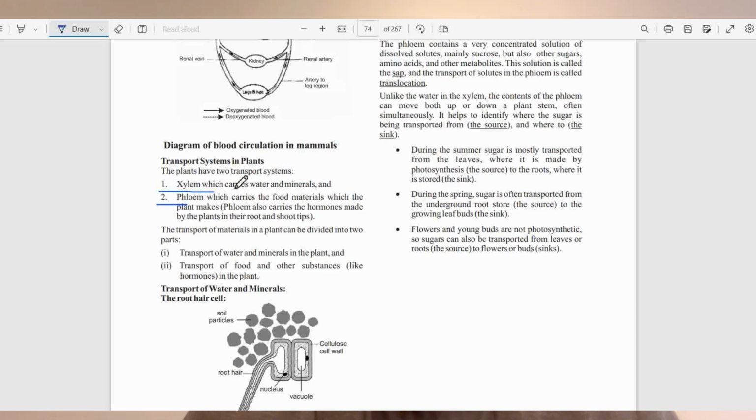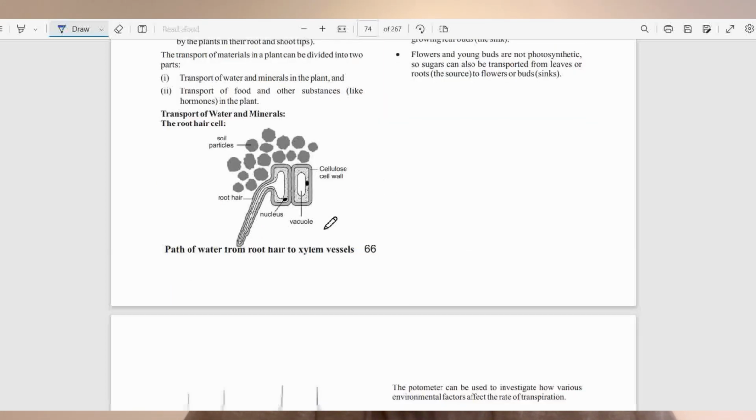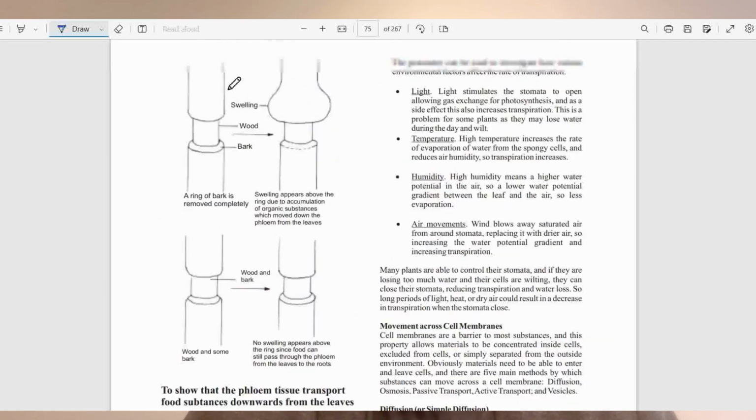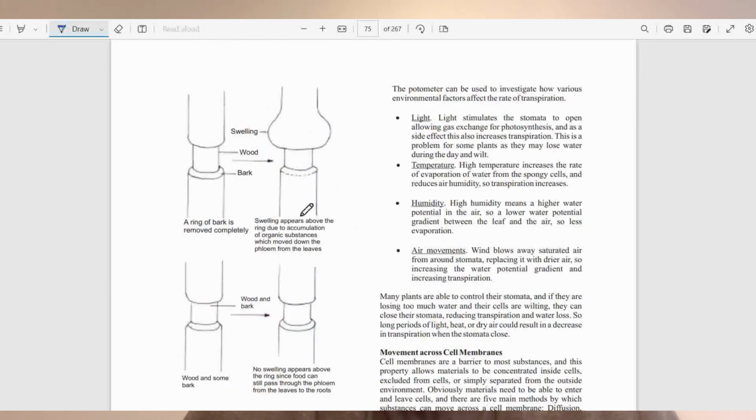So what the xylem does is that it carries water and minerals from the roots to the entire part of the plant, while the phloem carries food and other nutrients from the stem or from the leaves downward to the entire part of the plant. So this experiment is proving that the phloem is responsible for transporting food.